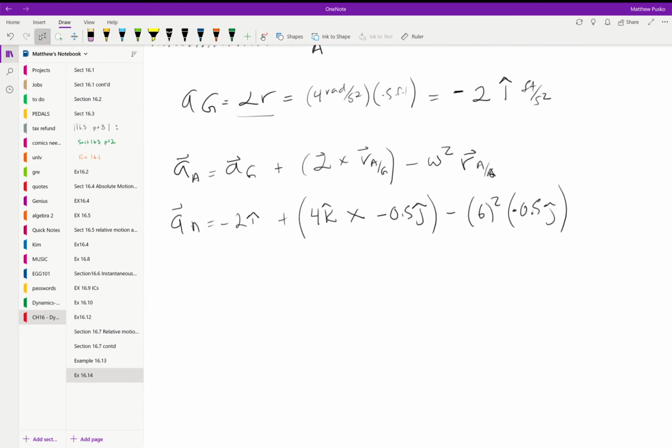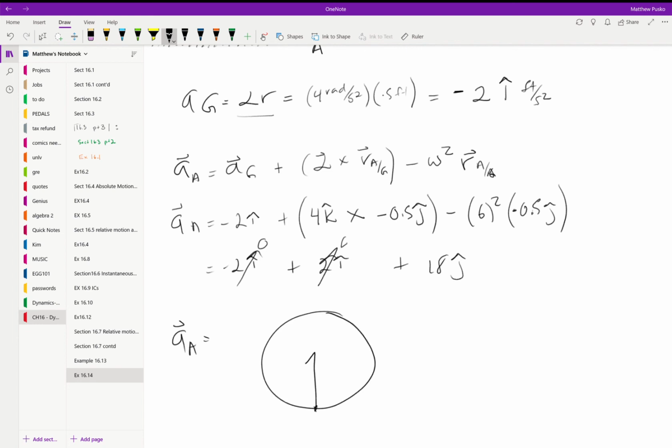Okay, we can take the cross products. I get a negative 2i. This one will give you a positive 2i. Those go away. And we're left with an 18j. So the acceleration of the point at the bottom is just going up.